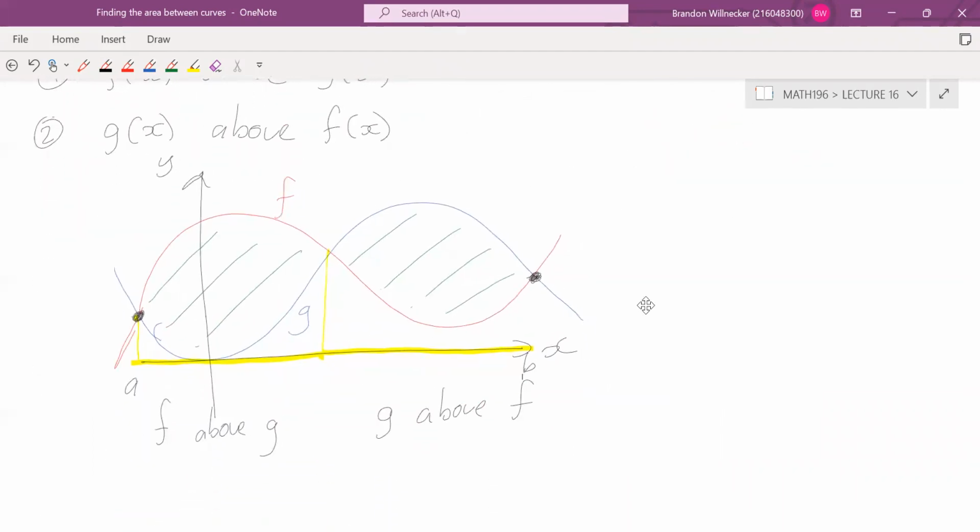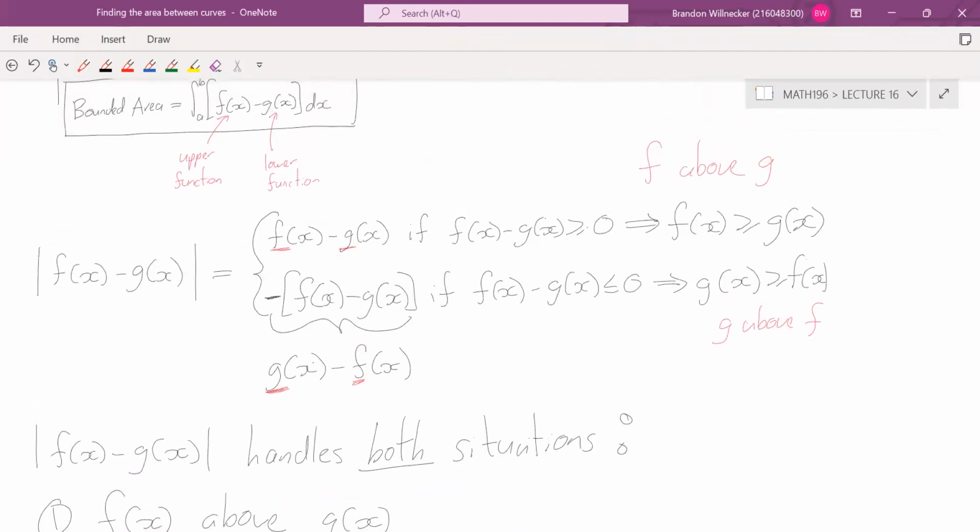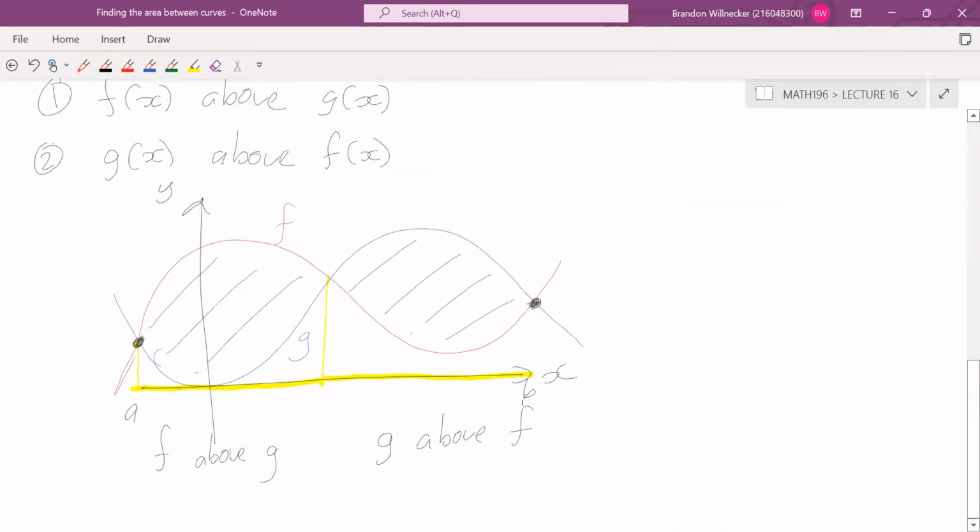Okay, so if you forget the absolute value, then if this gets switched around, we're going to get a negative area. Okay, we don't want that. So we need the absolute value there. Okay, so that's all the motivation for this formula and what we should do in the different cases. So let's look at an example.